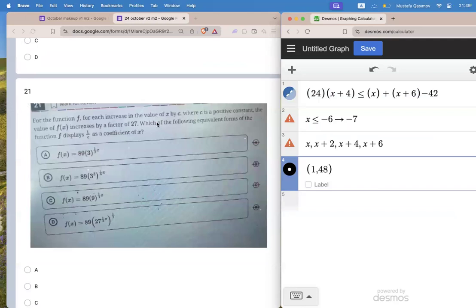When we say factor of 27 here like this, it means that inside of the bracket has to be 27. But it is not 27, it is 3. So the answer is B. It is short. Any question? Okay, good.